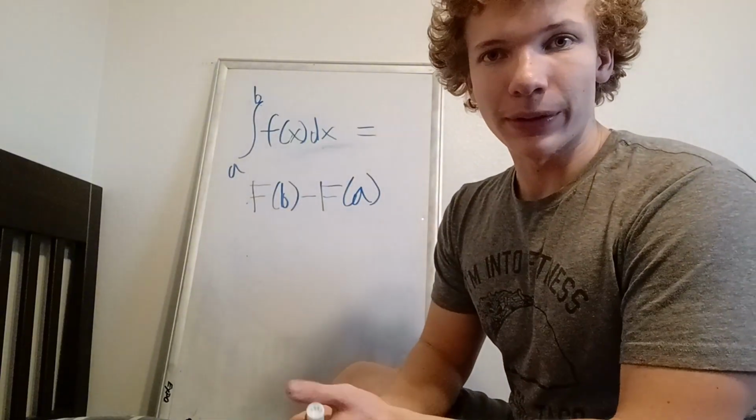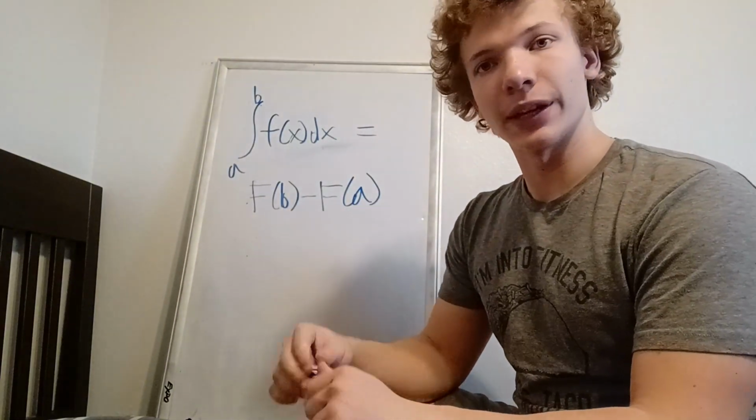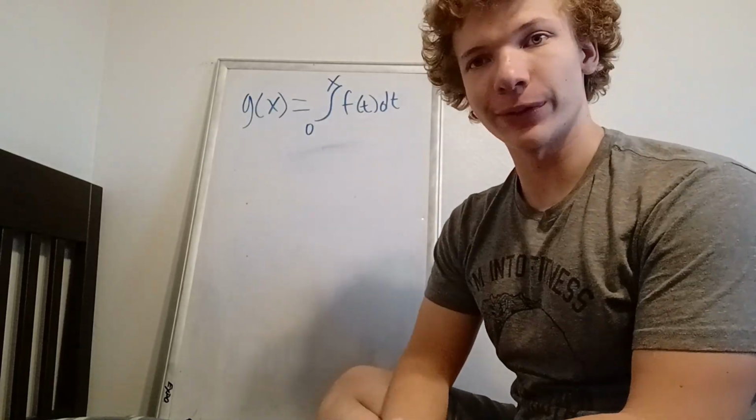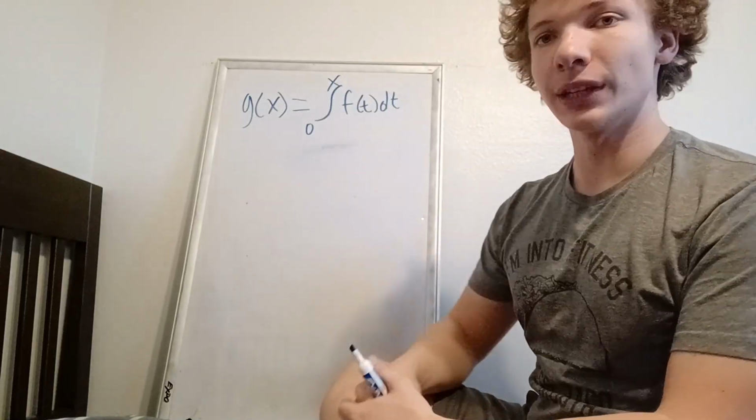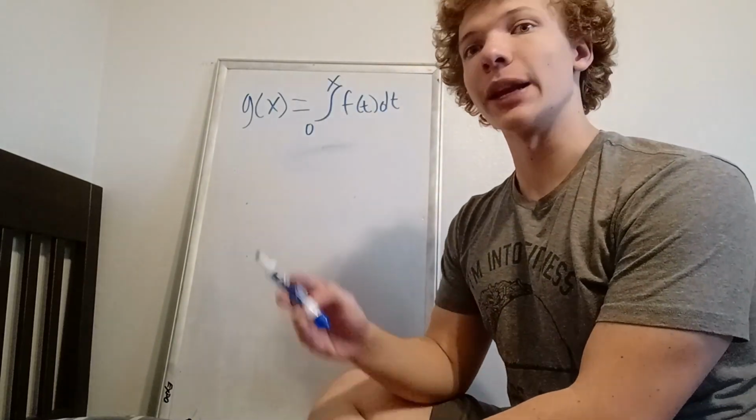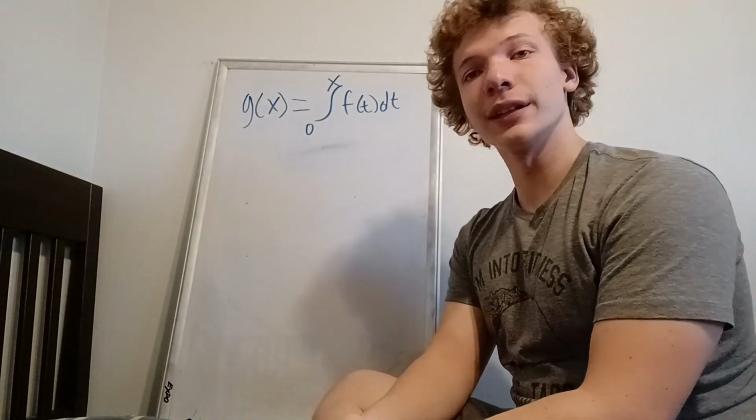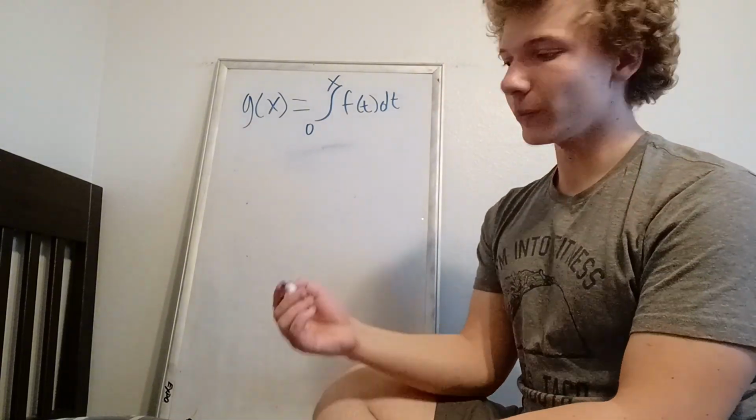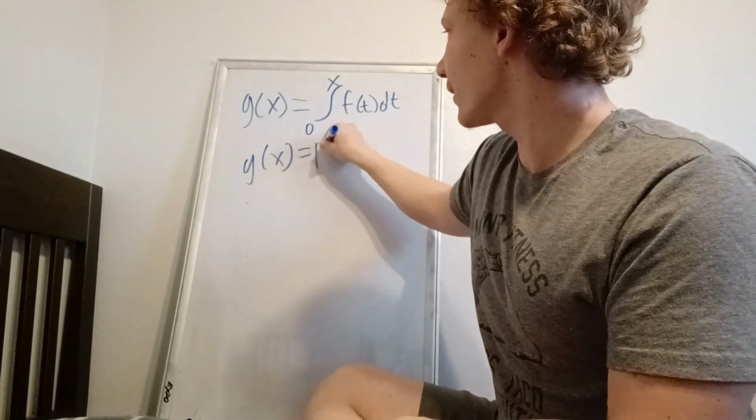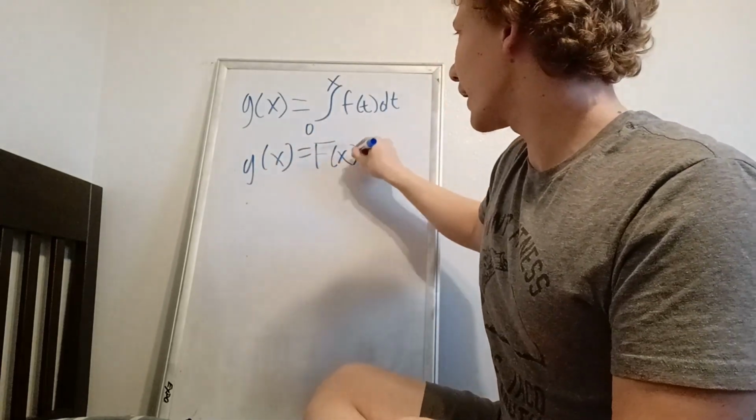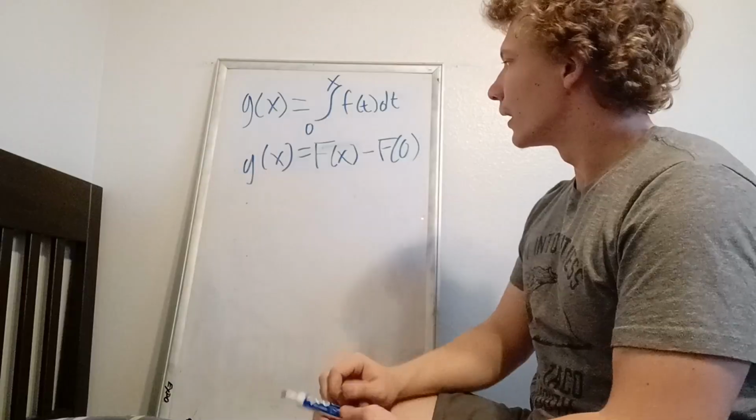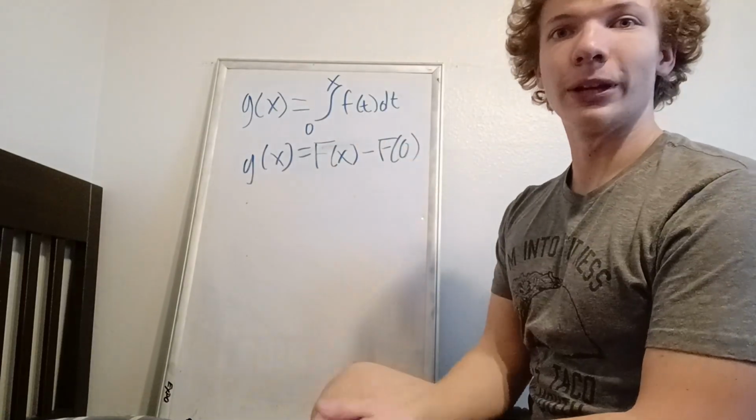However, let's talk about taking the derivative of an integral like this and what that looks like. What I mean by that is let's look at a function g of x equal to the integral from 0 to x of some function f of t with respect to t. Now we have two different variables. This might be a little complicated to think about at first, but really what it's saying is that g of x is equal to the antiderivative of f evaluated at x minus the antiderivative evaluated at 0. This, of course, comes from the Fundamental Theorem of Calculus.